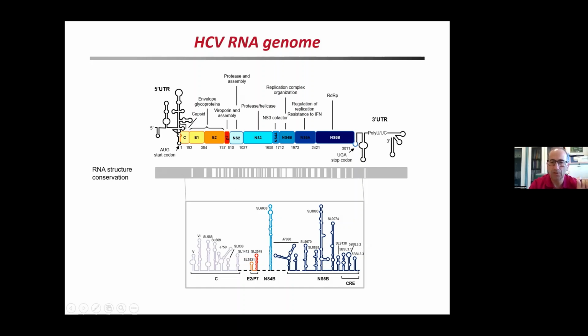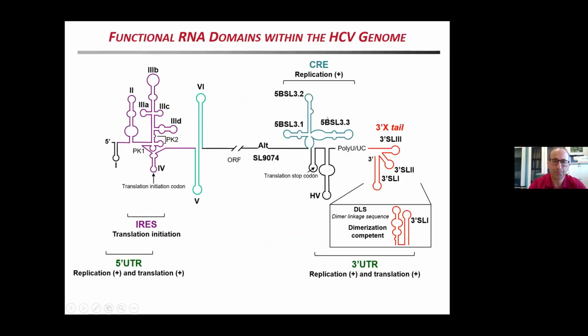I want to draw your attention to these three structural units, named 5BSL3.1, 5BSL3.2, and 3.3. They constitute the functional domain called cis-acting replication element, or CRE, which is coded at the 3' end of the open reading frame. At the 5' end of the genome, we can find an IRES, which is formed by these universally conserved structural units and is essential for translation of the virus. But the 5' end has also been involved in replication; it is essential for replication.